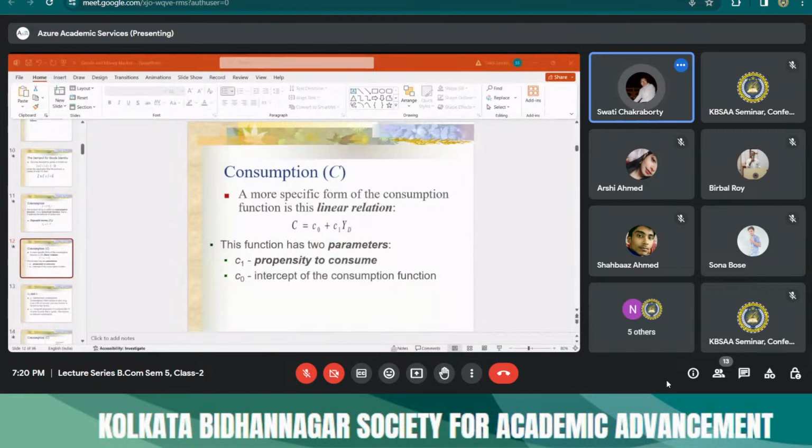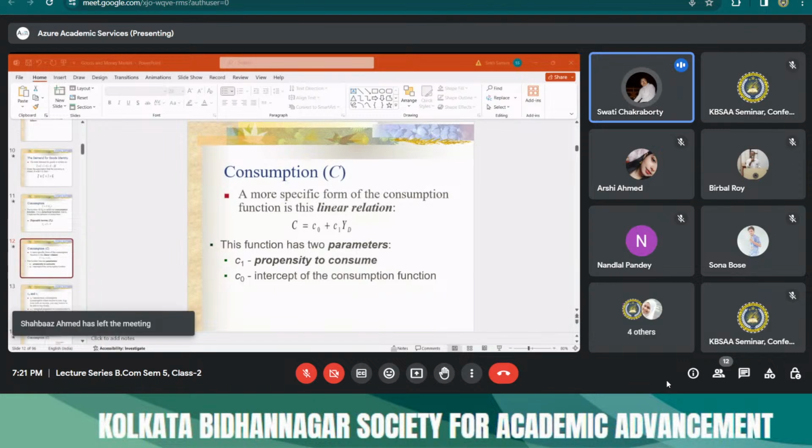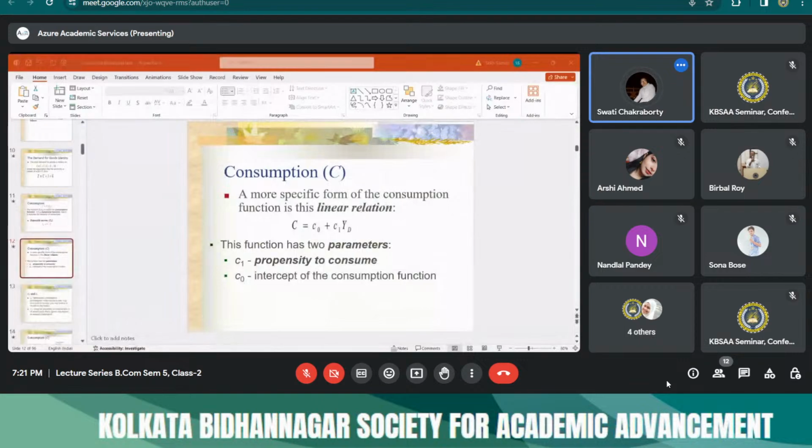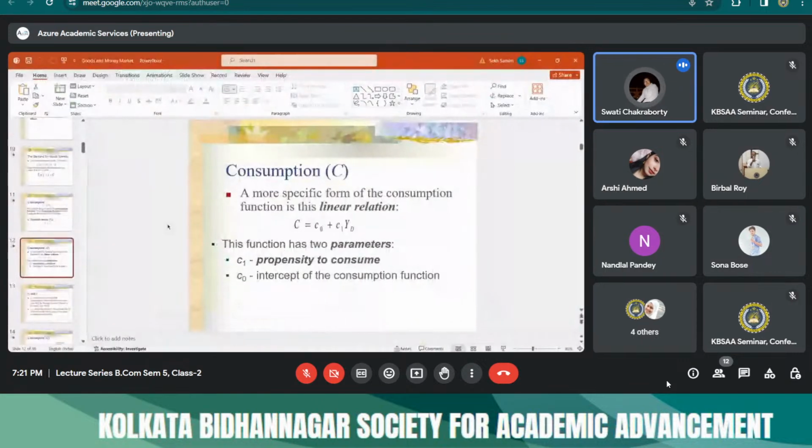So the consumption function is C equals C0 plus C1 YD. C0 is the intercept, which is constant and will always be there, even if income is zero, meaning YD is zero. So C1 into YD becomes zero, and in that case, C is equal to C0. That is why it's the intercept. And C1 is the propensity to consume. So with a 1 unit increase in income, what will be the amount of consumption? Can we go to slide number 14, please?